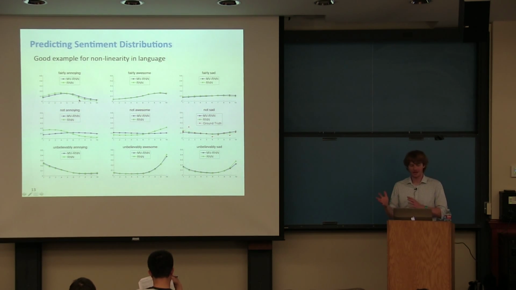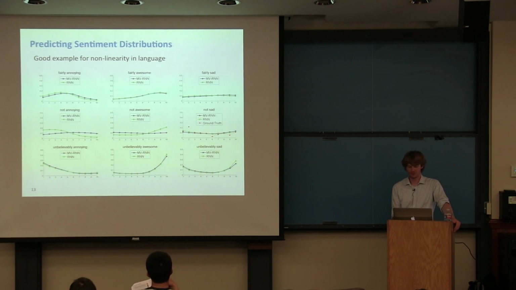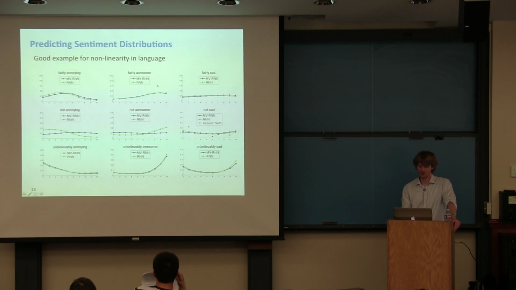And then we can look at how much a standard recursive neural network can modify and predict these, and how accurately it can do that, versus an MVRNN, which is this matrix-vector recursive neural network. And we can basically see that for a lot of things like attenuators, so "fairly" is a so-called attenuator, it makes things less strong. So if you say fairly annoying or awesome or sad, any one of these adjectives, then it's somewhat less pronounced. And in that case, both of the models can predict that reasonably well.